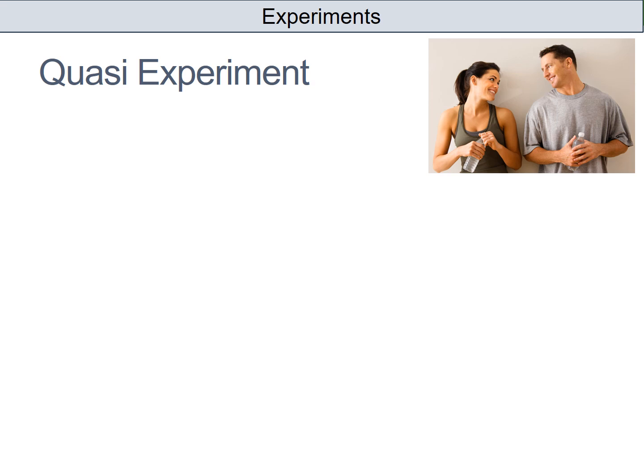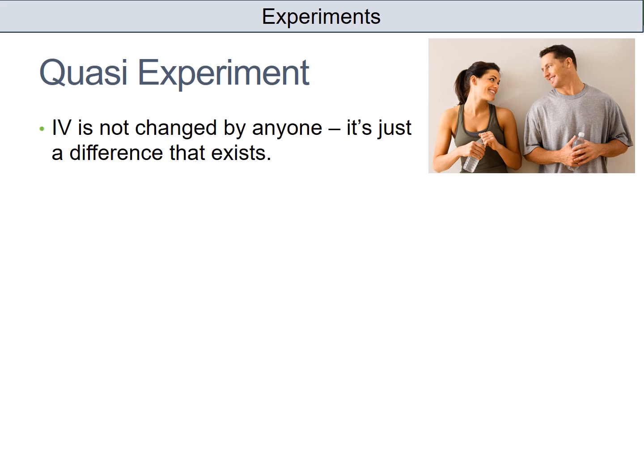The final type of experiment that we use within psychology is a quasi experiment. And the word quasi actually means fake, and that's because a quasi experiment isn't actually a real experiment. And the reason for this is because there isn't actually an active manipulation of an IV. So a quasi experiment is when the IV does exist, but it's not changed by anyone.